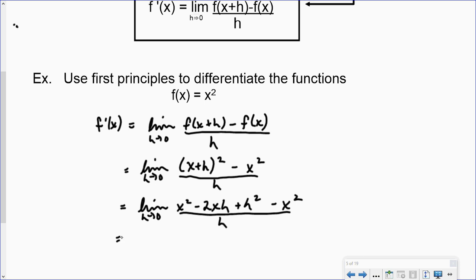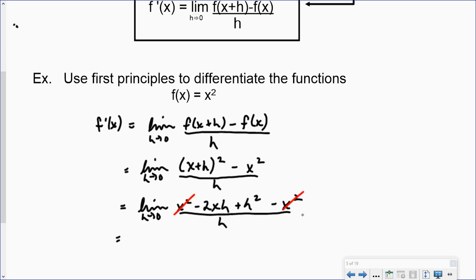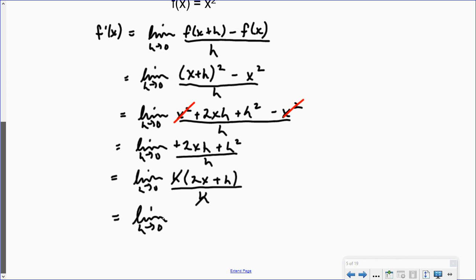over h. Notice that the x squareds are going to cancel. So it leaves me with a limit of 2xh plus h squared over h. That's a plus; it should be a plus here. And then I factor out an h. That allows me to remove the occurrence of a 0 in the denominator, and it leaves me with the limit as h approaches 0 of 2x plus h.